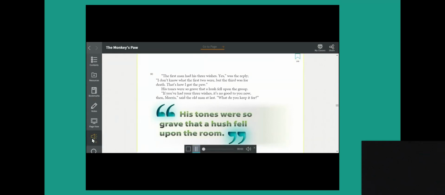"The first man had his 3 wishes. Yes," was the reply. "I don't know what the first 2 were, but the third was for death. That's how I got the paw."